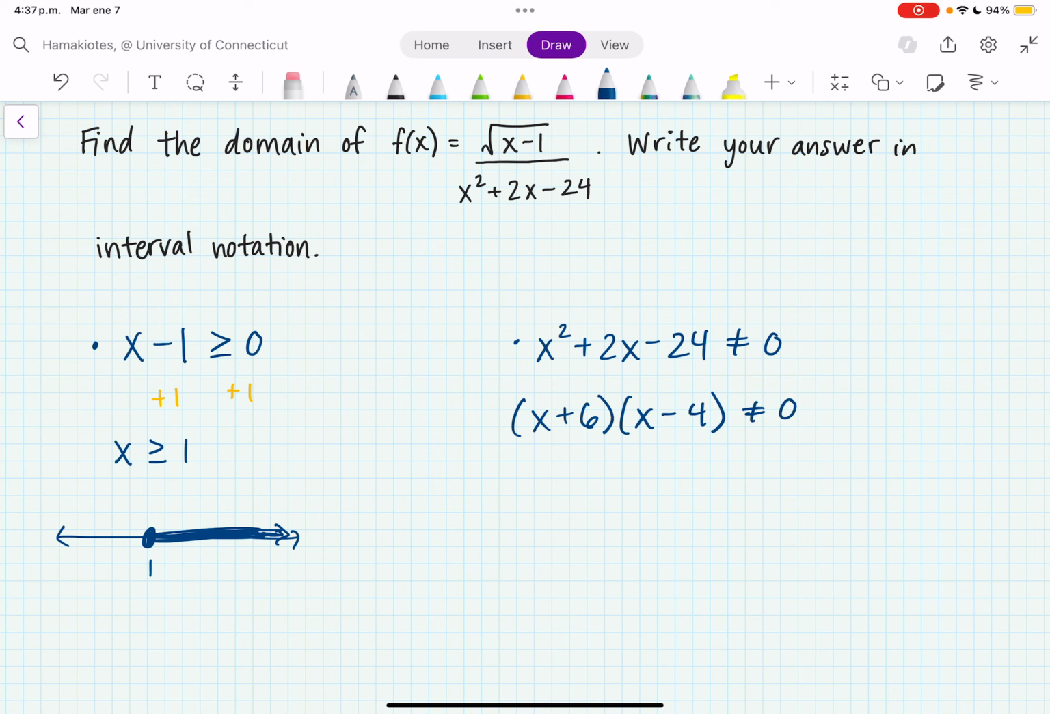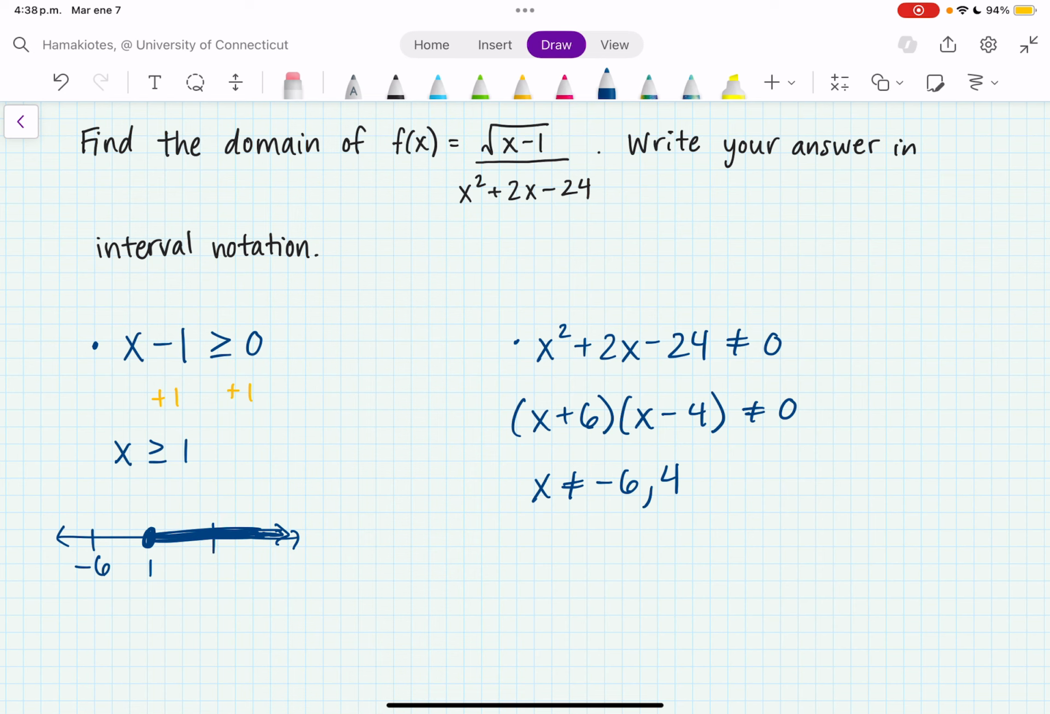And we want to make sure this is not 0. So in particular, that means that x cannot be minus 6 or 4. So in terms of the number line, we can add a minus 6 over here. So notice that we can throw out that solution because it's not even included, since x has to be greater than or equal to 1.